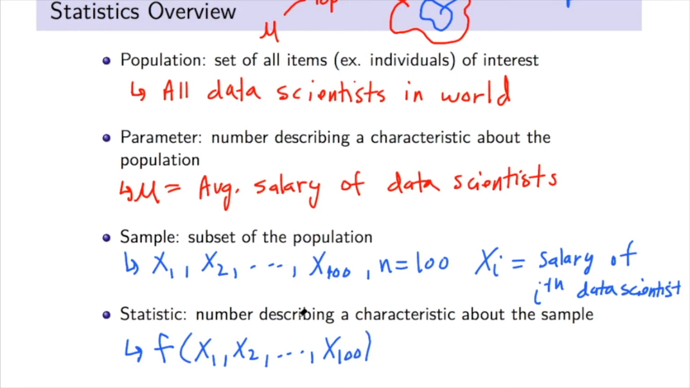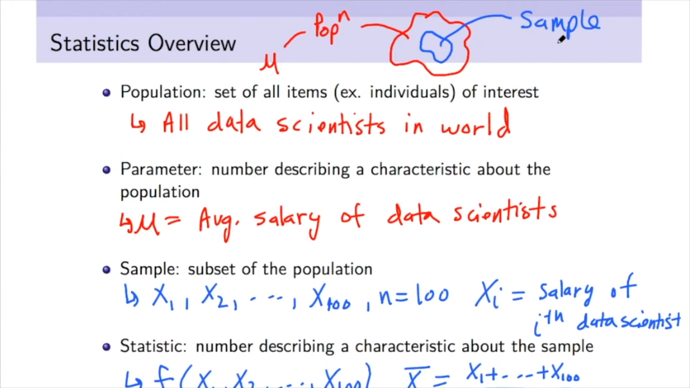Essentially what this is saying is you take the sample, in our case the salaries of 100 data scientists, and you summarize the sample using some function, and this function is a statistic. An example of a statistic which might be relevant for us would be the mean, x bar, which would be just taking the salaries of all the data scientists from 1 to 100 and dividing by 100. The average salary of the data scientists in our sample. So from the sample, we can get x bar.